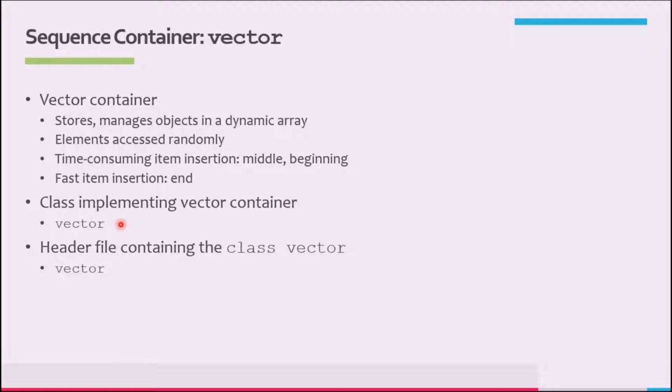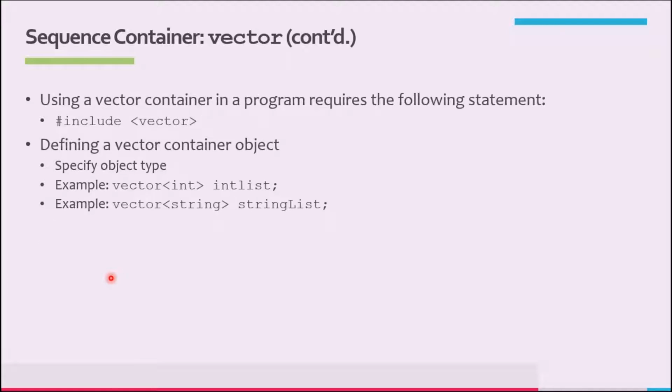Recall that containers are class templates. The name of the header file containing the vector class is vector. Thus, to use a vector container in a program, the program must include the following statement, something like #include <vector>. Furthermore, to define an object of type vector, we must specify the type of the object because vector is a class template.